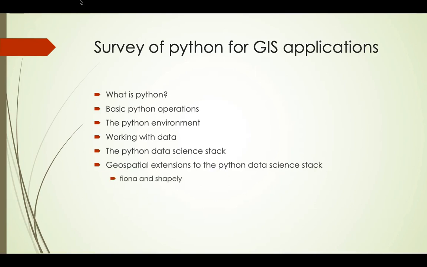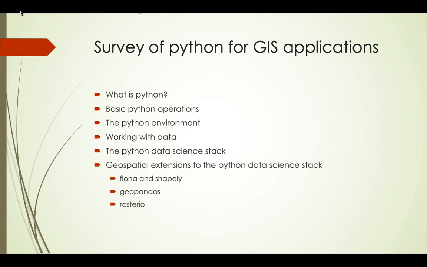Fiona is a package that allows you to read geospatial data from a number of different data types, and Shapely provides a lot of methods for analyzing that data. And GeoPandas is an extension to Pandas that again allows you to work with geospatial data. And you can plot simple maps and do a lot of spatial analysis right from within GeoPandas.